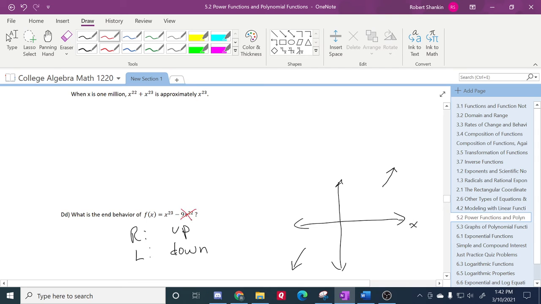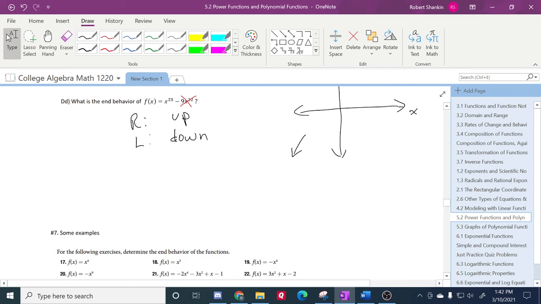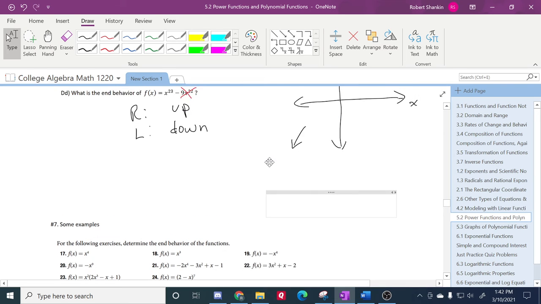So the whole answer is the same as this, and it's an odd degree with a positive coefficient. So on the right it's up, and on the left it's down. That has to do with the end behavior of this. It's kind of a complex explanation. We'll see how well you're understanding this as we go to more of these.